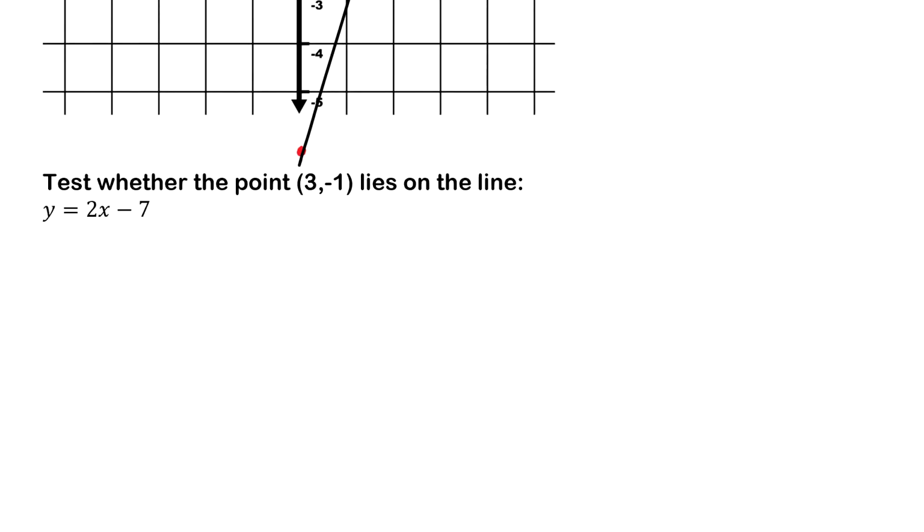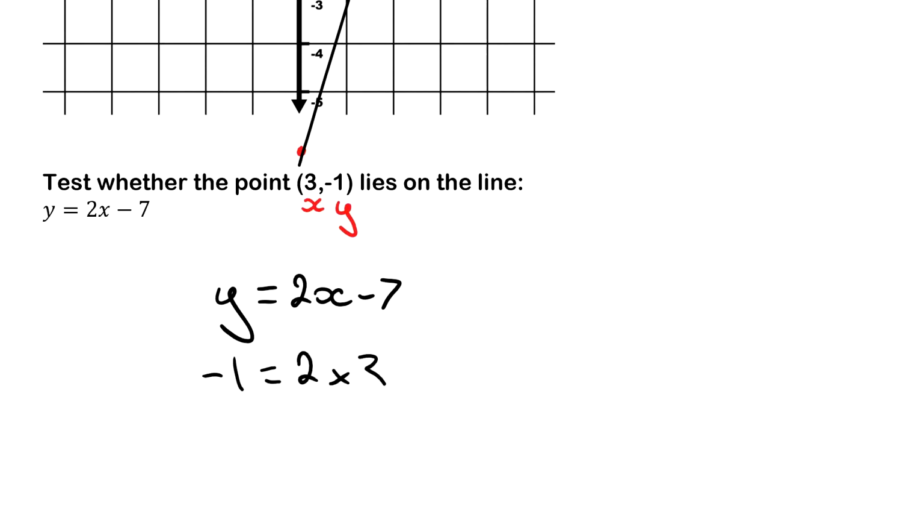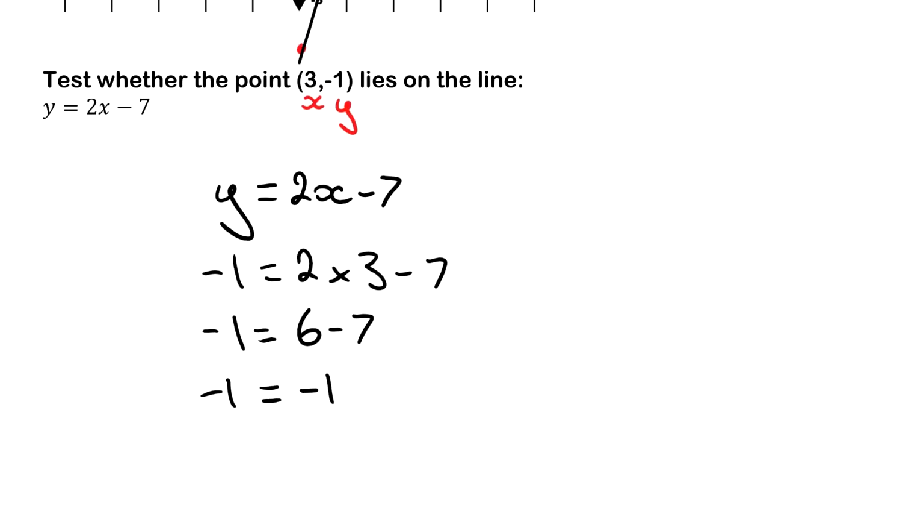Next, we're going to test whether the point 3, -1 lies on the line. To do this, we substitute in our values. Remember, this is our x, this is our y. So if I have y equals 2x minus 7, I am then changing the y to -1, and I'll change the x to 3. We end up with -1 equals -1. Since -1 does in fact equal -1, we know that the point lies on the line.